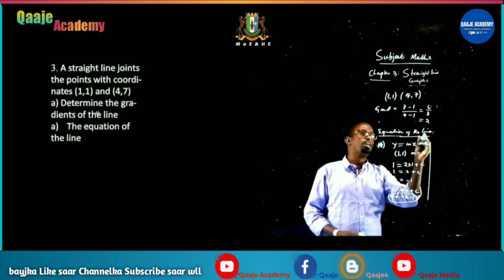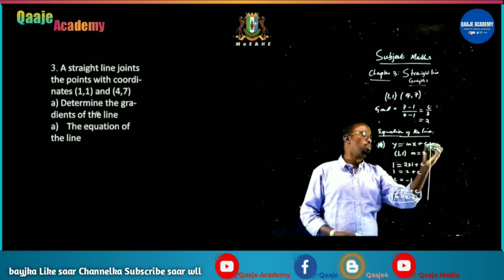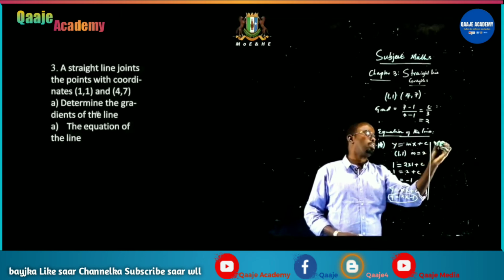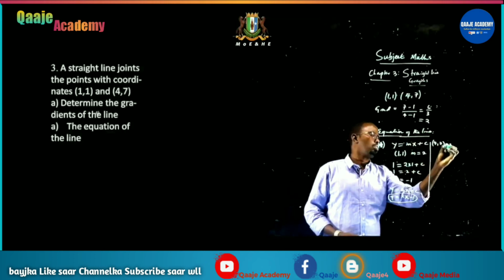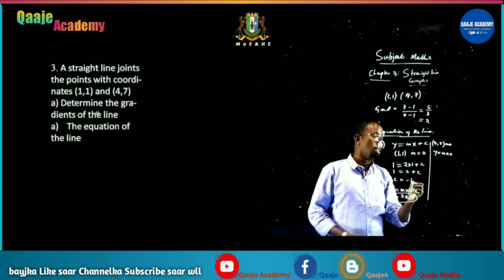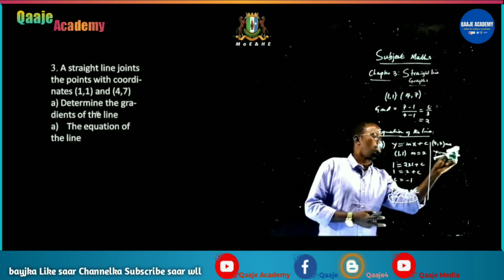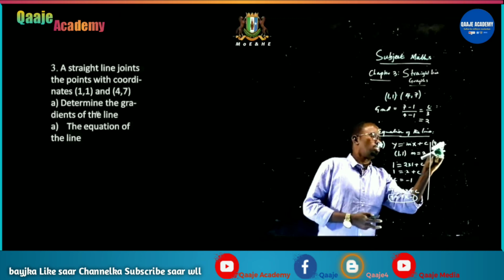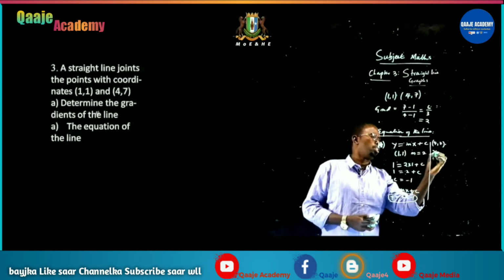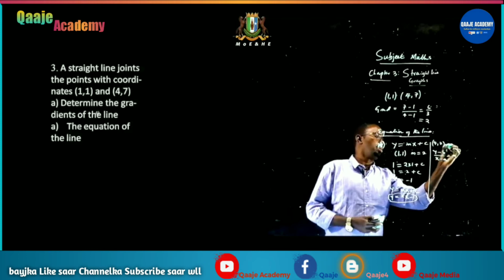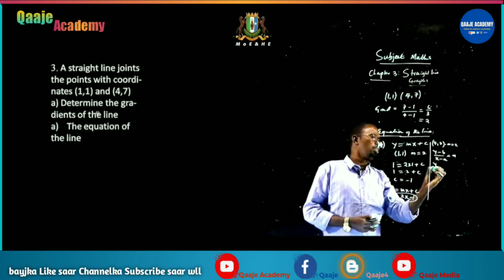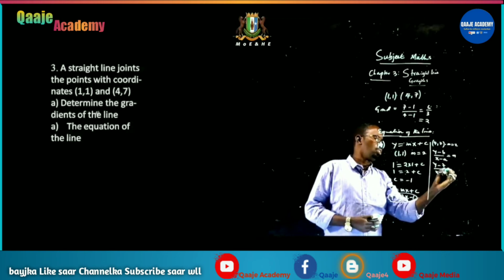Method 2, you can just pick any of the 2 points. We have (1, 1), or let's use this time (4, 7), and then the gradient is 2. Just use the next one as (y - b)/(x - a) = m. Our m is 2. So y minus 7 over x minus 4 is equal to 2.